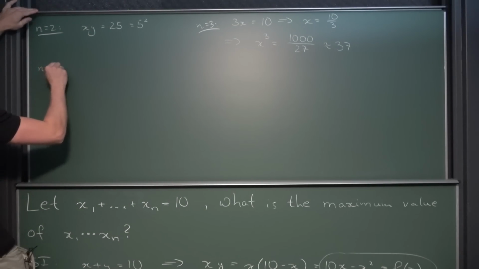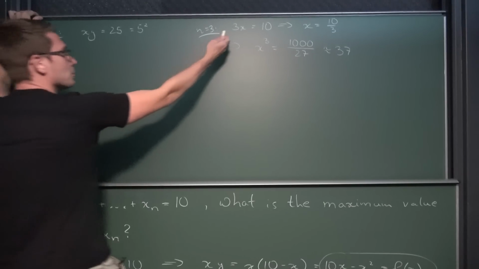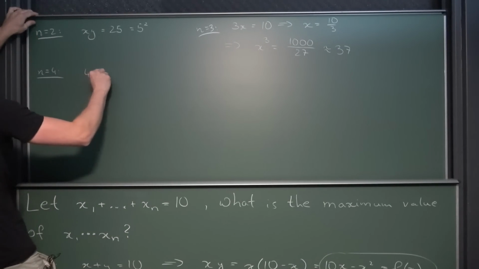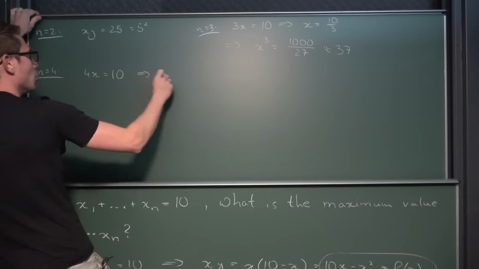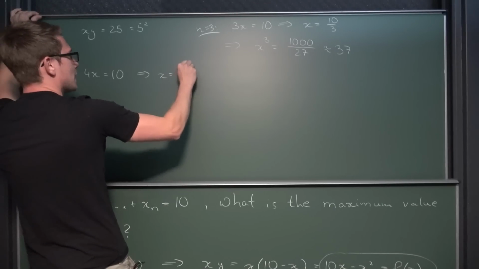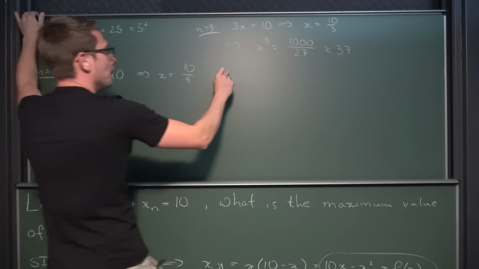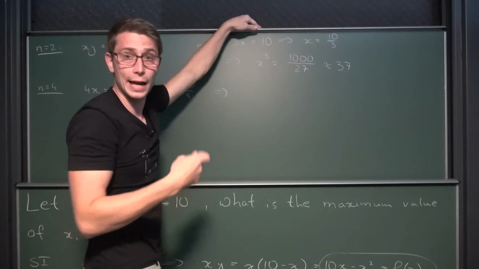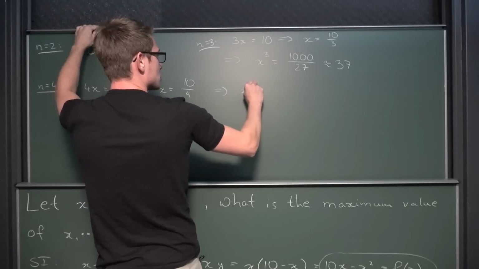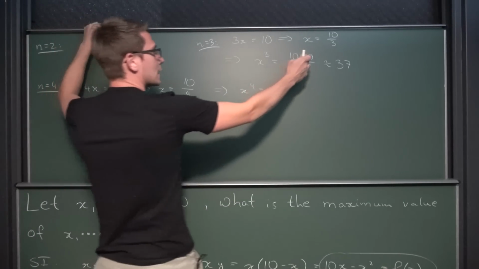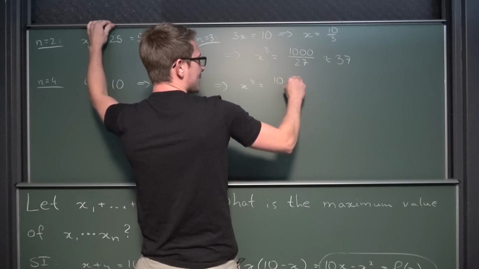What about n being equal to 4? Then you might guess it, we get 4x is equal to 10, meaning overall that x is equal to 10 divided by 4. Meaning overall we have 4 x's being multiplied together, so x to the 4th power is equal to, okay, this times 10 is going to give us 10k.